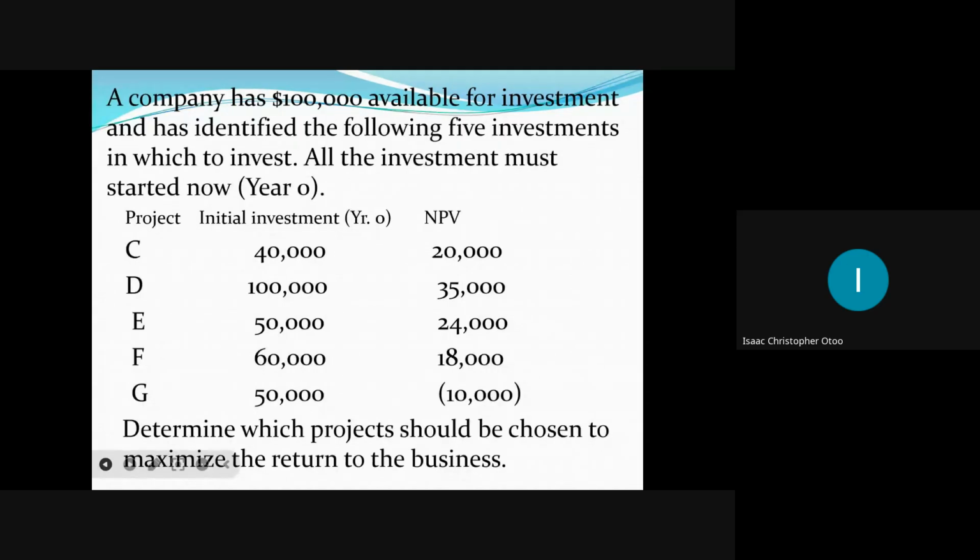So to know the right one, you have to divide the NPV by investment. That will give you the highest one, which is the one that should be chosen. So that's why they divided NPV by investment: 20,000 divided by 40,000, 35,000, 24,000, 18,000. And we saw that C becomes the most profitable one.